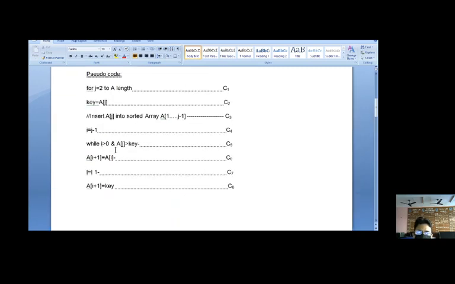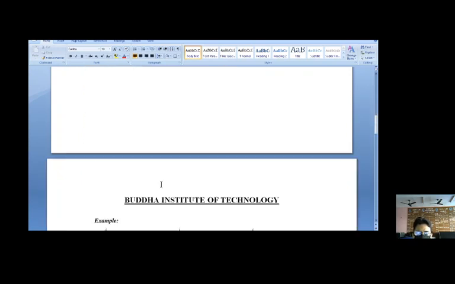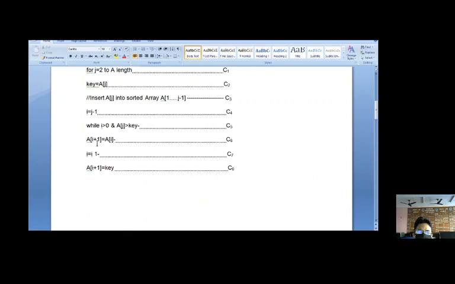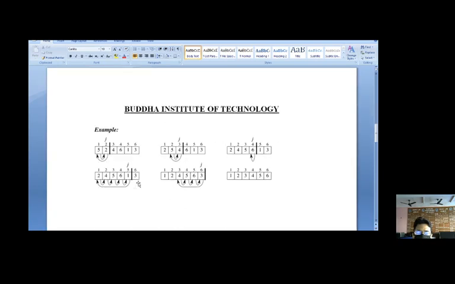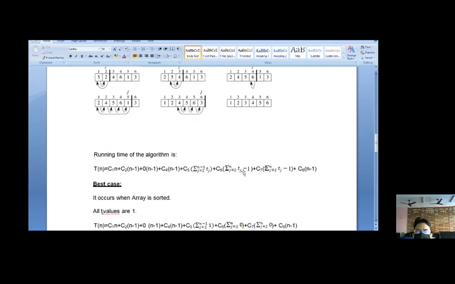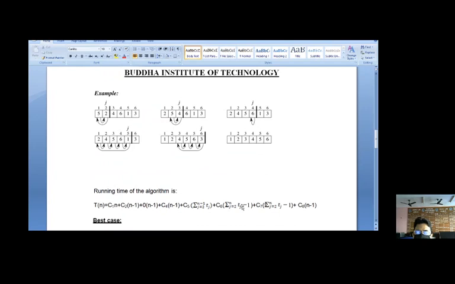Here the condition is while i is greater than 0 and a[i] is greater than key. This condition is checked. It depends upon the particular number. So here we have used the term summation of j equal to 2 to n of tj. It depends upon the terms tj. Similarly, the next step: if this condition is satisfied, then we perform the operation a[i+1] equals a[i]. So whenever the last condition, C5, the while condition, is satisfied, this operation also takes place. So this is also replaced by the same function, but for the last term this will not take place, so it is equal to tj minus 1.